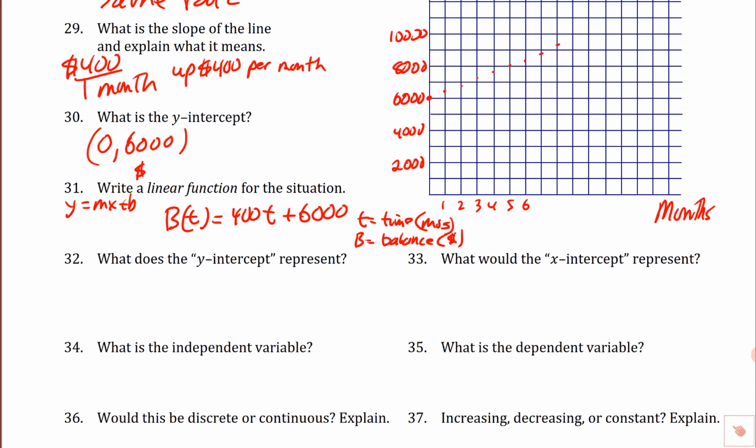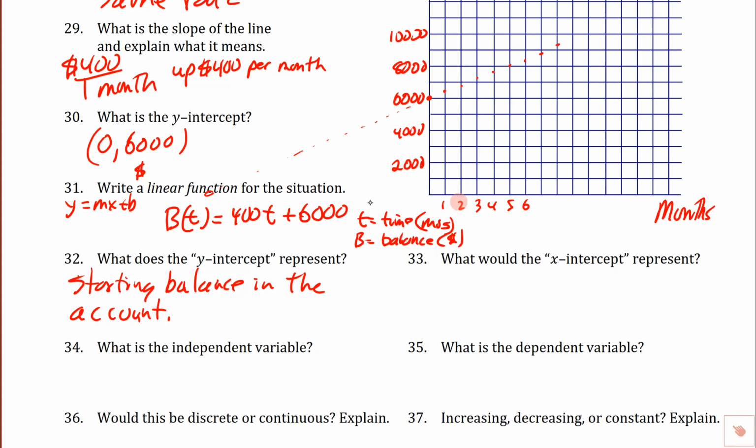What does the y-intercept represent? So the y-intercept represents the starting balance in the account. That sometimes is called the initial balance or the initial amount. Okay, what would the x-intercept represent? Okay, that's kind of an interesting question here. What would the x-intercept represent? So it doesn't hit the x-axis on this part of it, but if we were to kind of go back in time, it would come over here and it would hit the x-axis somewhere back here.